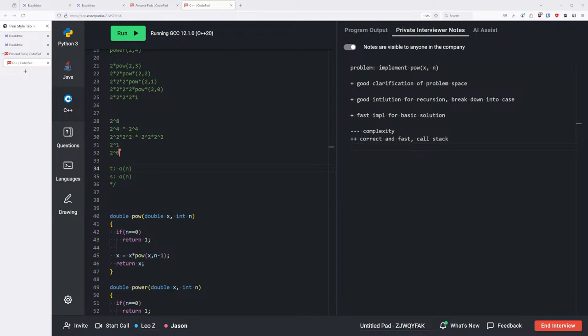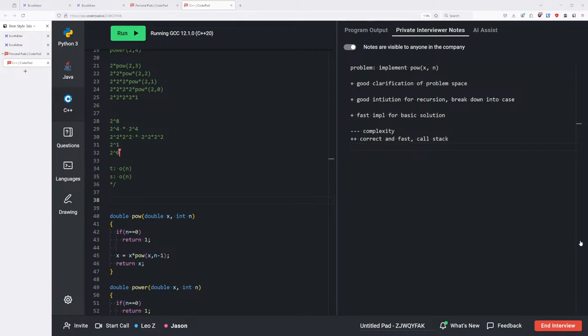What's the time complexity of that going to be then? I think since we're dividing by two, it would just be log n, right? We're dividing n by two. Okay. Let's go ahead and implement that.